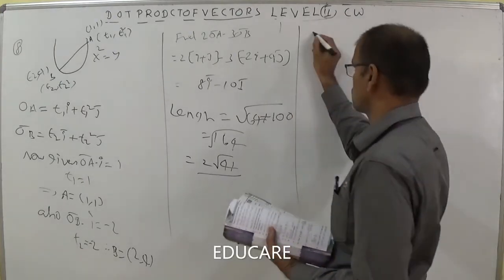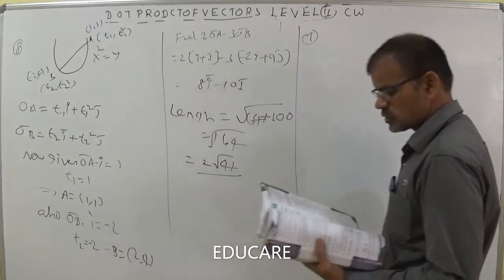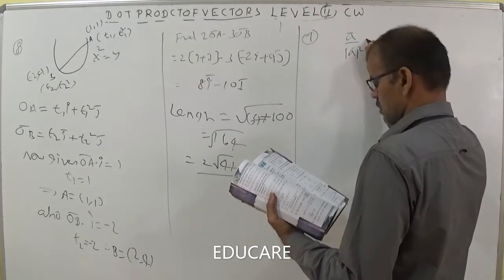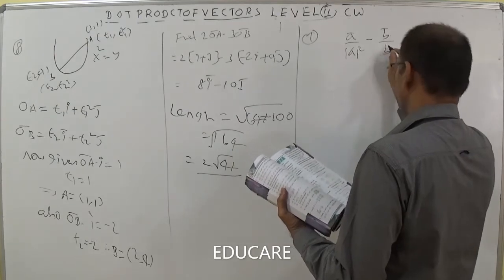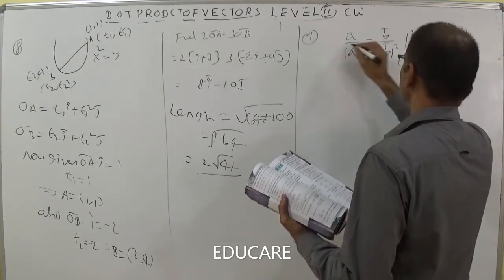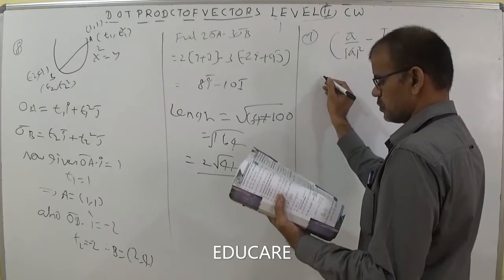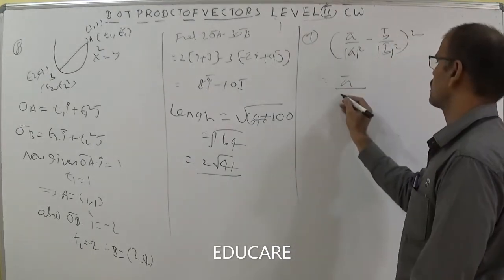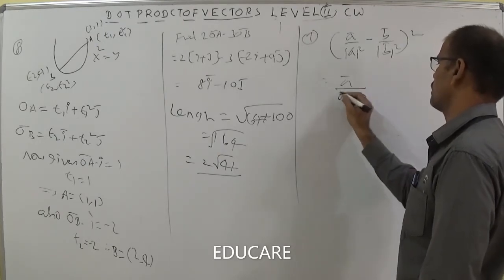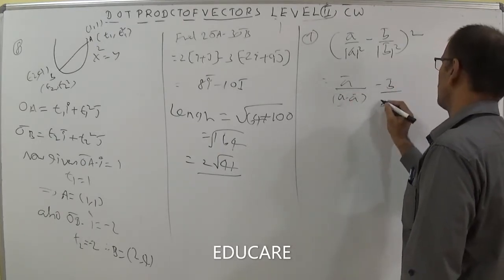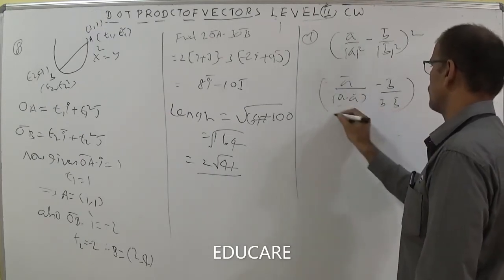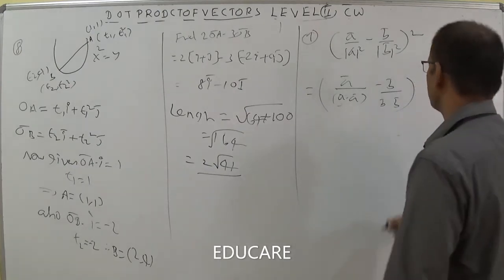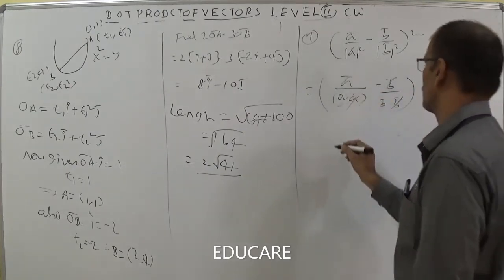Next, let us discuss the 9th question. A bar, B bar are two non-collinear vectors. A bar by mod A square, B bar by mod B square, whole square. No need to worry about this question. We know that a vector whole square can be written as vector dot vector, like this. You can write vector dot vector B bar, because B bar and B bar is a scalar, it becomes B bar square. B bar gets cancelled, A bar gets cancelled.